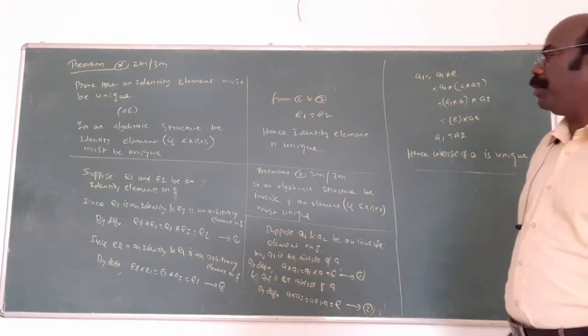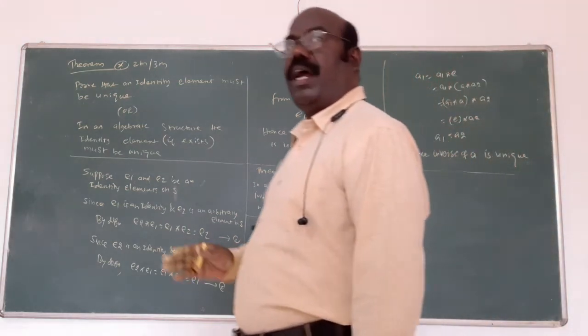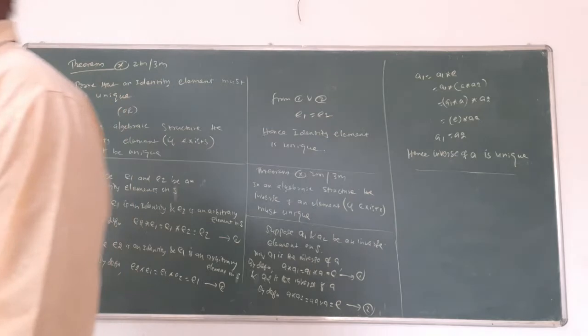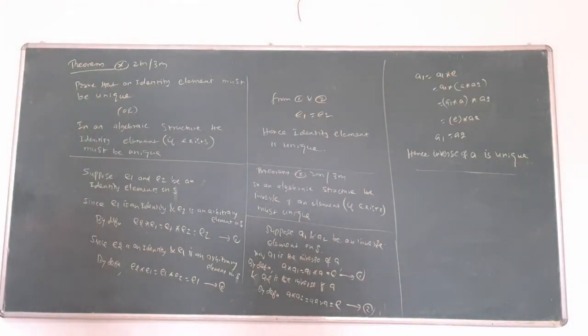It is a 3 mark or 2 mark question. The identity is always unique: suppose you assume 2 elements, both will be equal. Similarly for the inverse, you assume A1 and A2, and afterwards you show A1 and A2 are equal. It is an important 2 mark or 3 mark theorem actually.